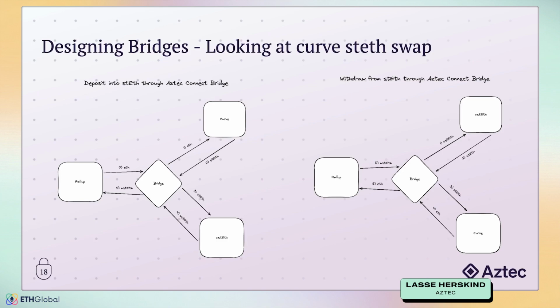So with this in mind, we can essentially draw out a couple of diagrams where we are going from the rollup to the bridge. The bridge will swap when we're entering, swap ETH on Curve, stETH is wrapped and returned to the rollup, and reverse order when we're doing the withdrawal. This allows us to support a rebasing token on Aztec Connect.